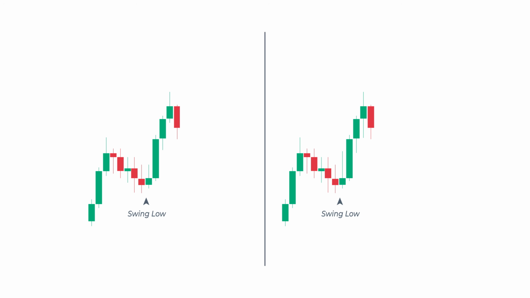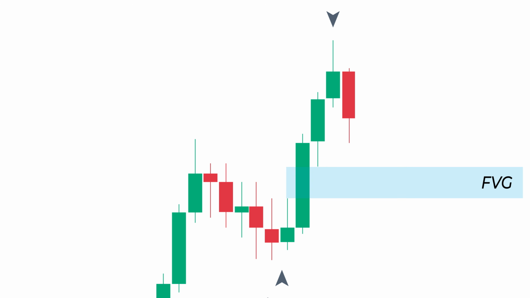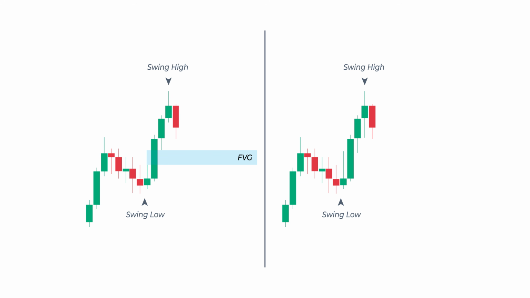Look at these two price moves. At first glance, they look almost identical. Both create a swing low, push higher, and eventually form a swing high. But there's one detail that completely changes how we read them. The first move leaves behind a fair value gap. The second one doesn't. That difference tells us something important about the strength of each price leg.